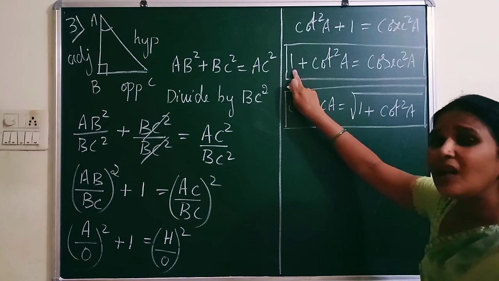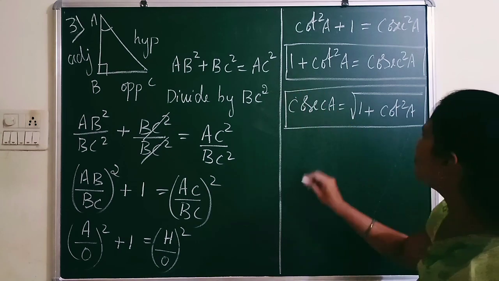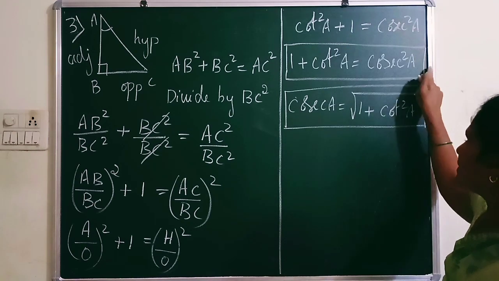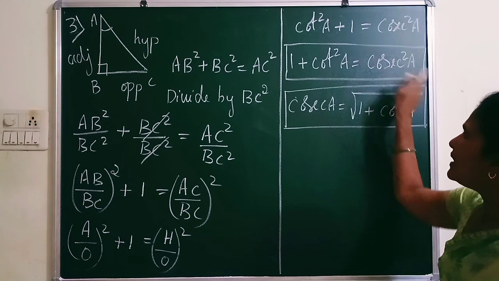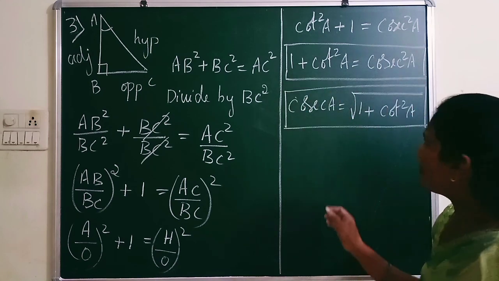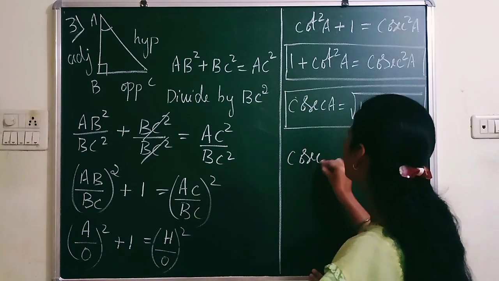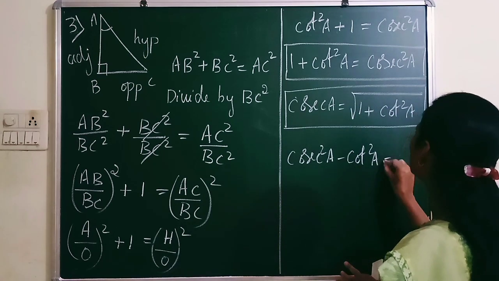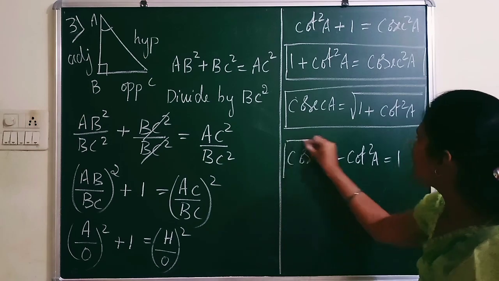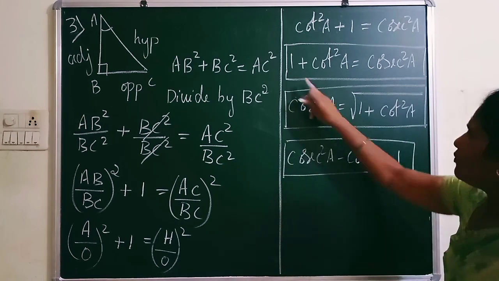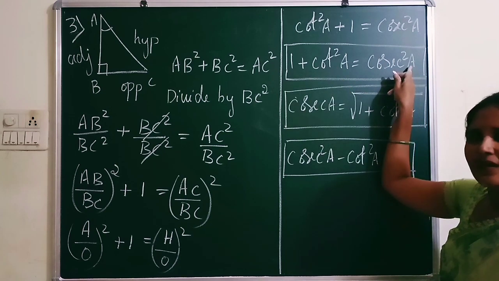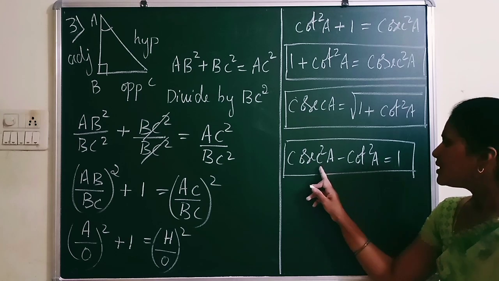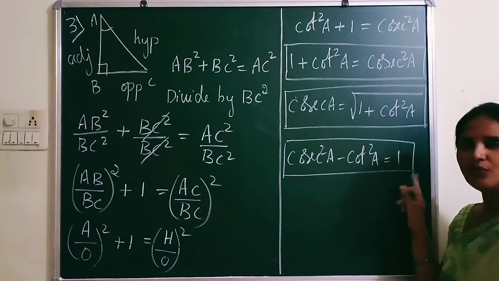Next, if I make 1 alone on one side, what happens? 1 remains as it is. Do the mental calculation: send cot square to the other side, it becomes cosec square A minus cot square A. If I reverse this, cosec square A minus cot square A equals 1. So when you simplify, you get this: keep 1 as it is, send cot square to the right-hand side, it becomes cosec square A minus cot square A, and then reverse it. Cosecant square A minus cot square A equals 1.